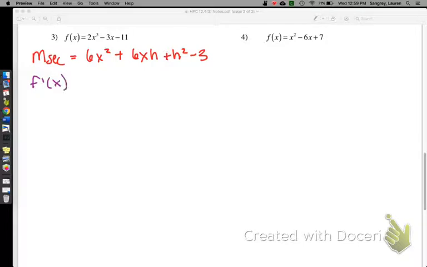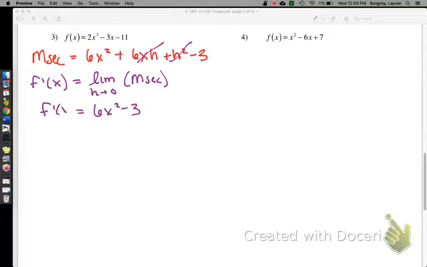The next thing we need to do is find the derivative, which is taking the limit as h approaches 0 of that secant line, which means everything with an h is going to go away. So what we're left with is 6x squared minus 3. There's your derivative.